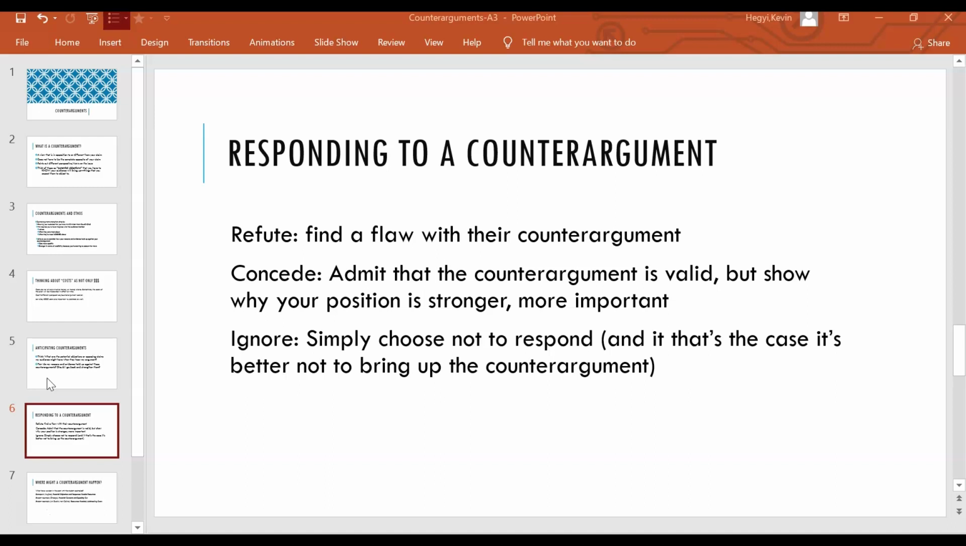If you just choose not to respond, then you probably don't want to bring up that counter argument anyway, because it doesn't seem very applicable to the purpose of your proposal. But concede is definitely the one where we'll find ourselves most often.